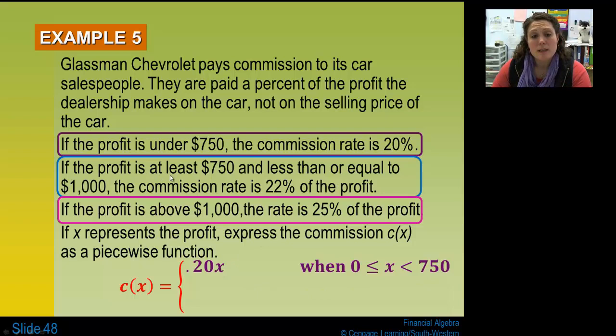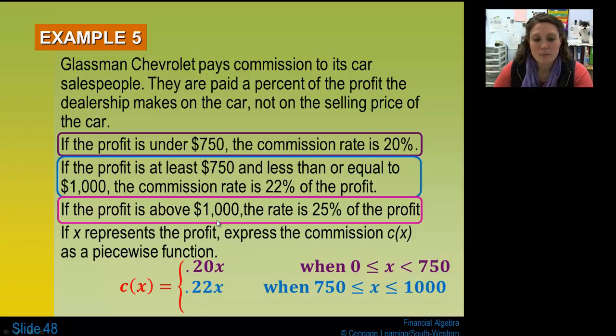The second part says if it's at least 750 and less than or equal to $1,000. At least would be my greater than or equal to if I were to read it backwards, and then my less than or equal to symbol. I'm going to get 22% of the profit. So you should have here 0.22X when 750 is less than or equal to X, which is less than or equal to 1,000. And then the last part, if the profit is above $1,000, the rate is 25%.